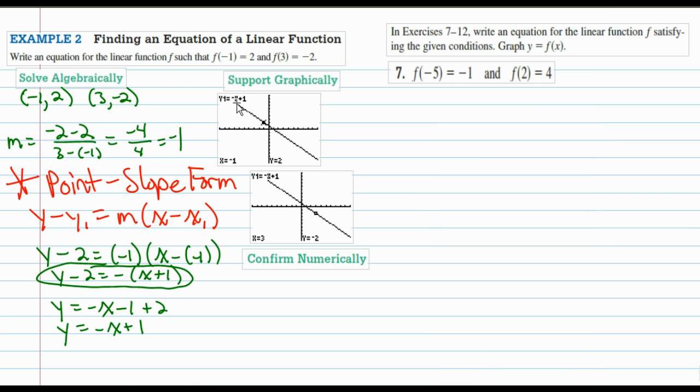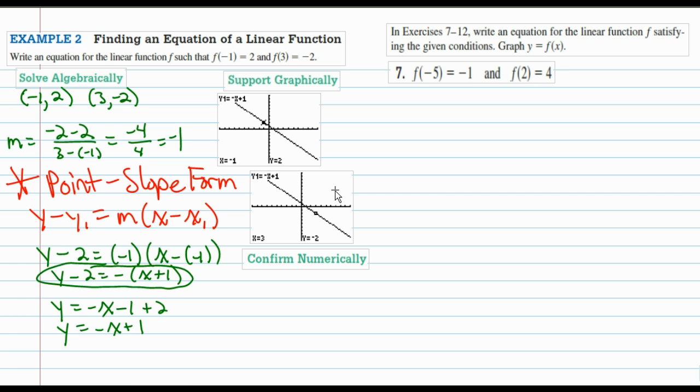Also graphically, I can see that my slope is negative because my line slopes down to the right. So within my supporting graphically, I've also confirmed numerically because I did each of these inputs and got the correct output. Now try problem number 7 has the same setup as example 2.